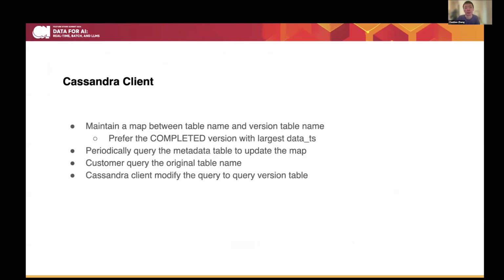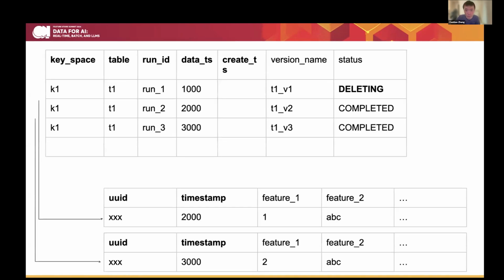And the Cassandra client is the reader of that metadata table. It will maintain an in-memory map between the table name and the version table name. The Cassandra client will prefer the compute version. It only reads from compute versions, and it prefers the compute version with the latest data timestamp. And if multiple rows of the same data timestamp are present, which means we ran the injection for the same date multiple times, then it will prefer the one with the largest created timestamp. For this table, I don't give any data for the created timestamp.